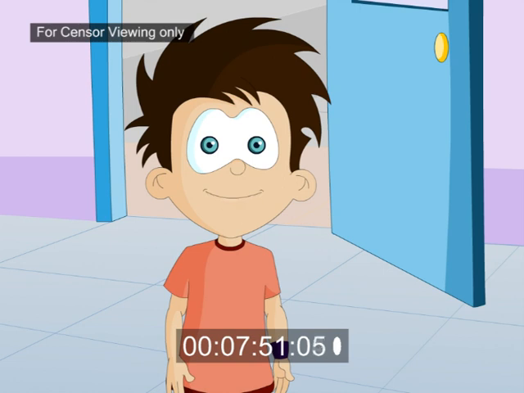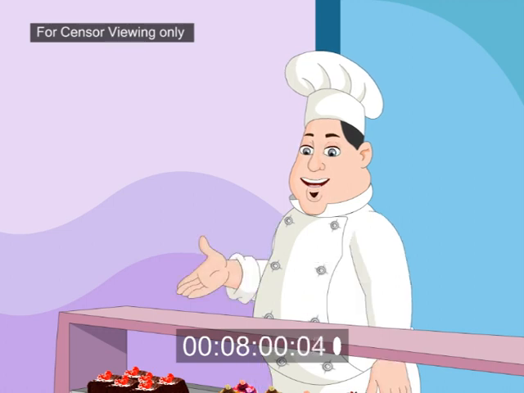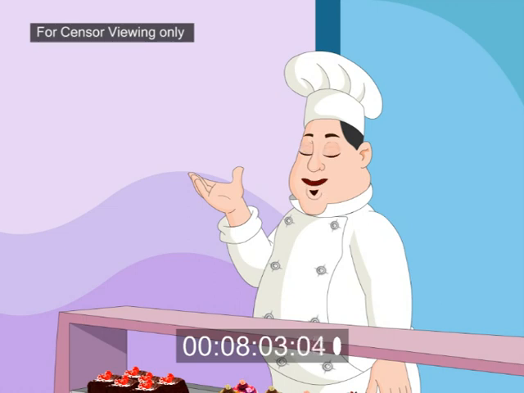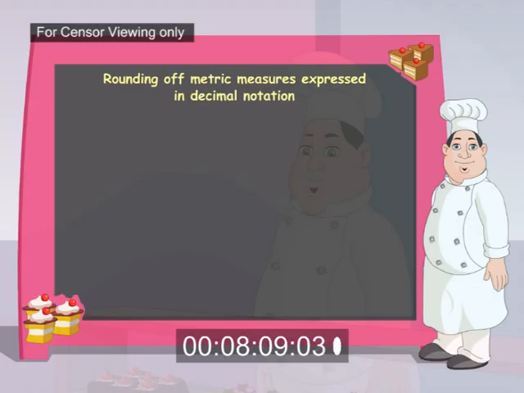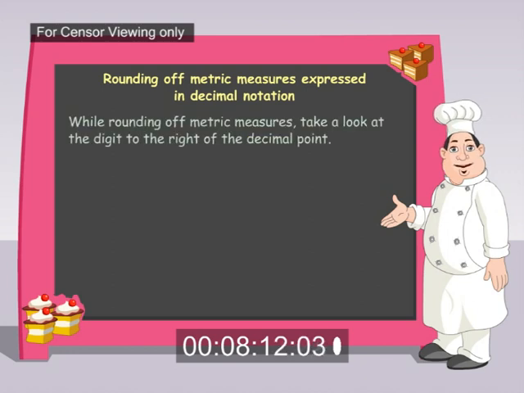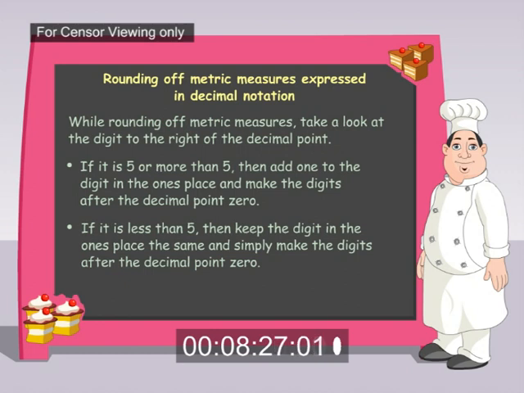What about metric measures? Can we round off metric measures too? That's a very good question. Sometimes you may need to round off metric measures of length, weight, and capacity written in decimal notation. In these cases, take a look at the digit to the right of the decimal point. If it's 5 or more, then add 1 to the ones digit and make the digits after the decimal point 0. If it is less than 5, simply make the digits after the decimal point 0.